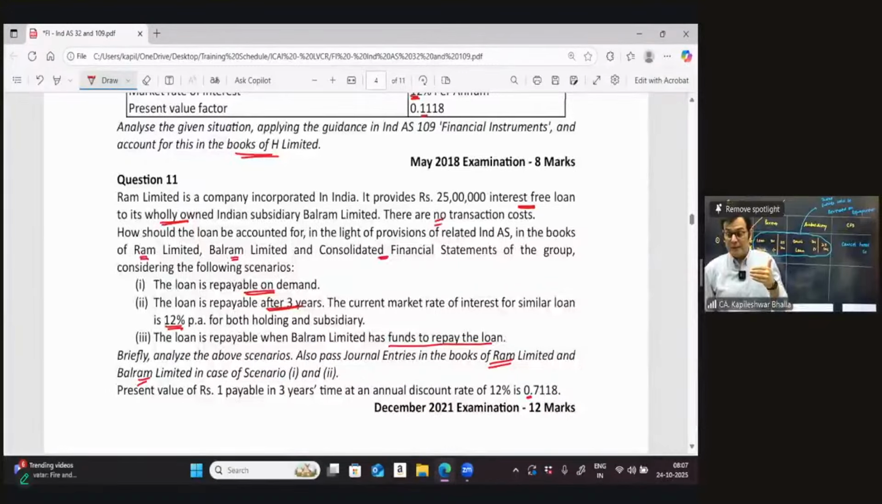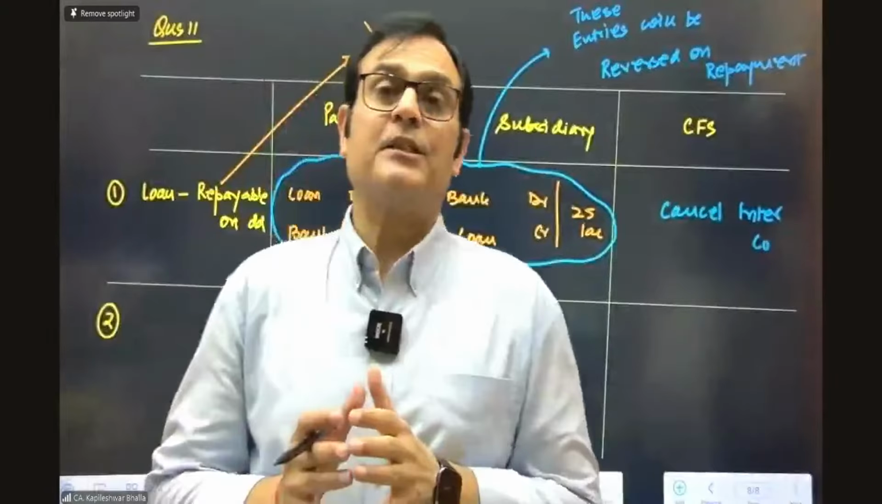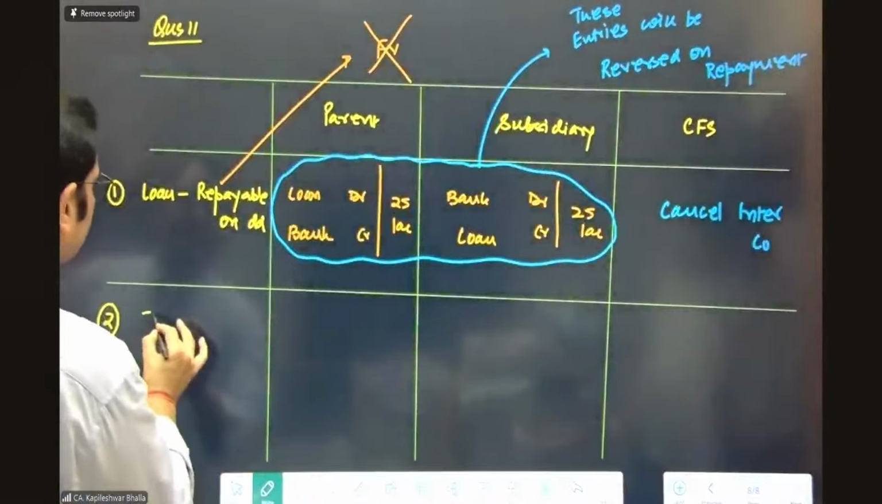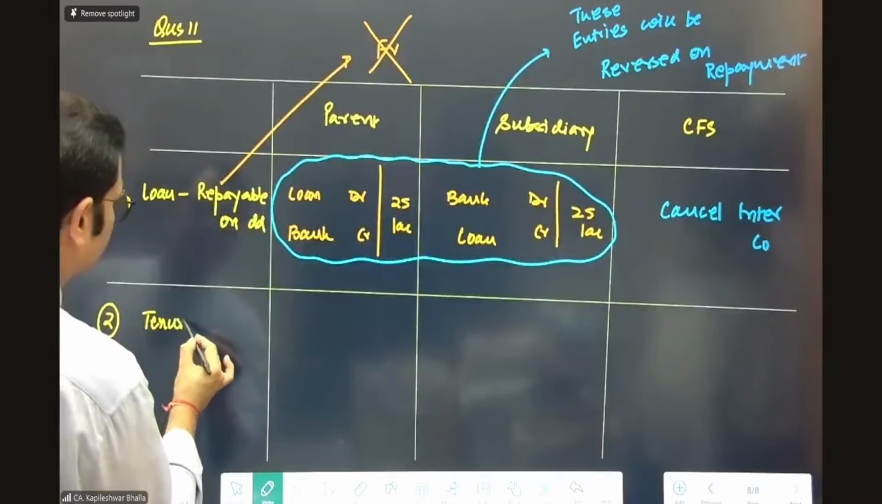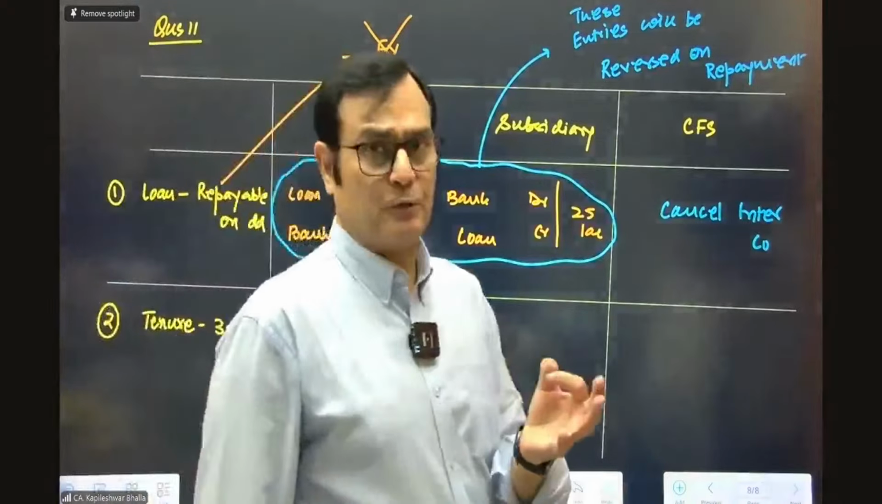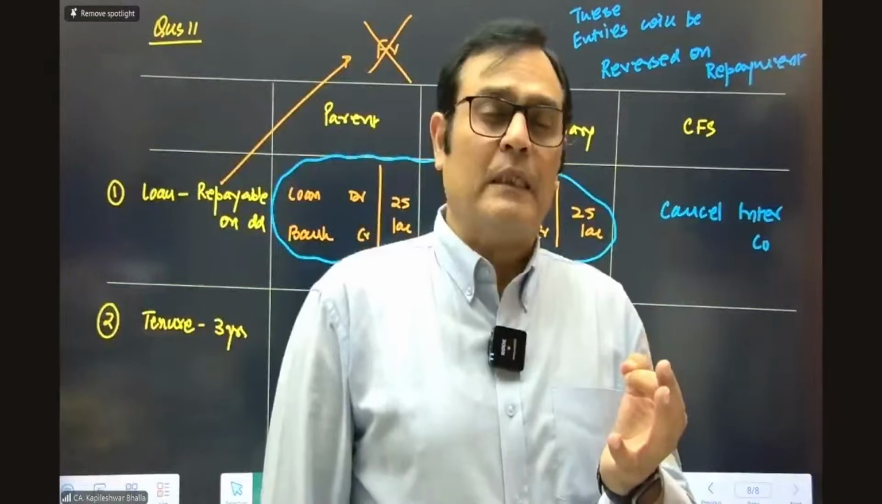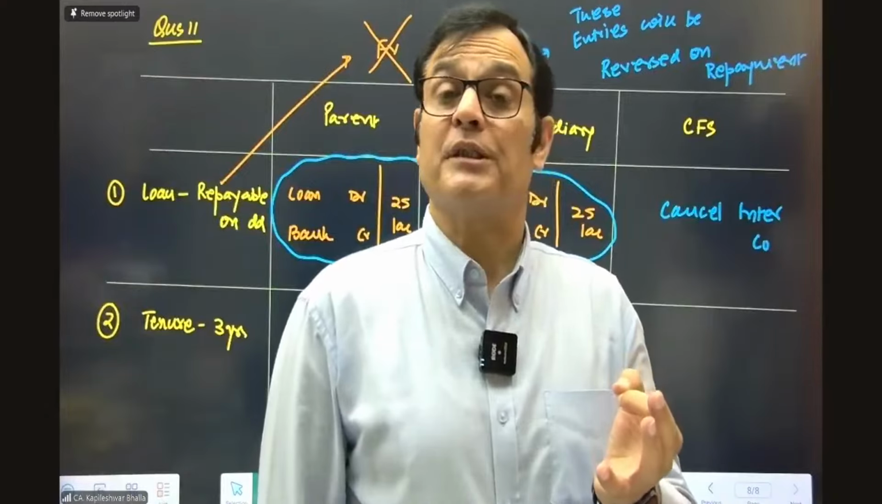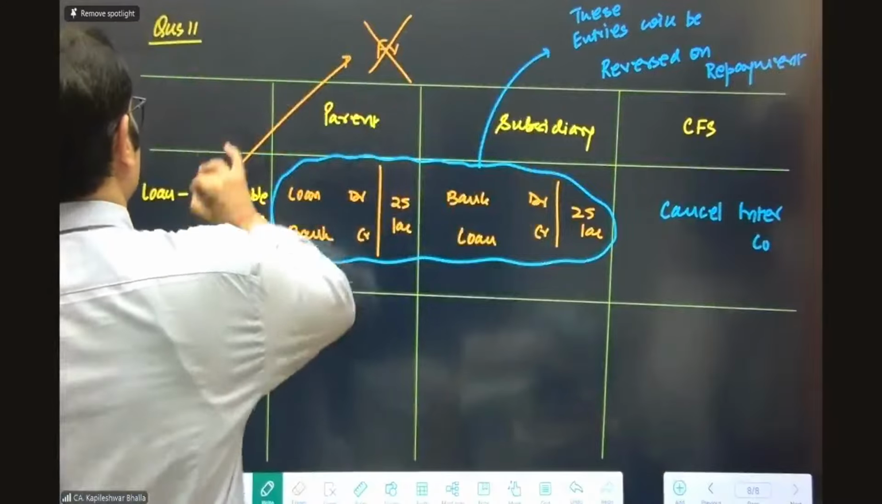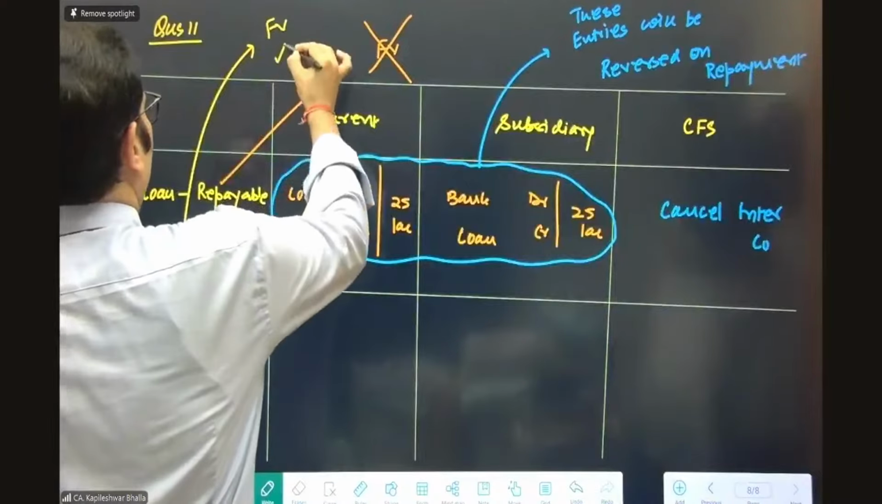The loan is repayable after 3 years and the current rate of interest is 12%. Now, if the loan is repayable after a period of 3 years, then it is no longer repayable on demand. The tenure of the loan is 3 years. So now the question arises, would the concept of fair value apply in this particular case? Yes, of course. It is not a case of a loan repayable on demand. So we can say the fair value concept would apply.